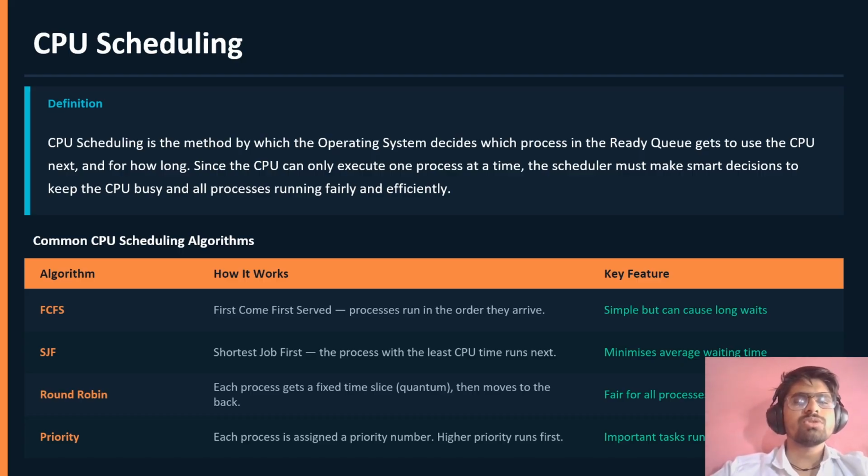Common CPU scheduling algorithms. FCFS, first come first serve: processes run in the order they arrive, simple but can cause long waits. SJF, shortest job first: the process with the least CPU time runs next, minimizing average waiting time. Round robin: each process gets a fixed time slice then moves to the back, fair for all processes. Priority: each process is assigned a priority number, and higher priority runs first. Important tasks run sooner.